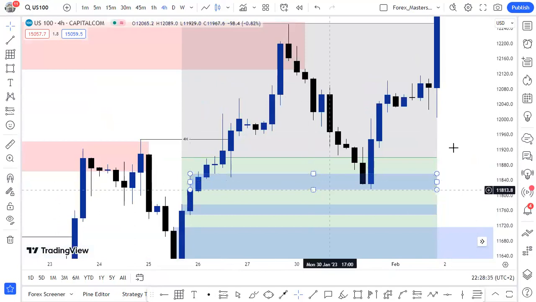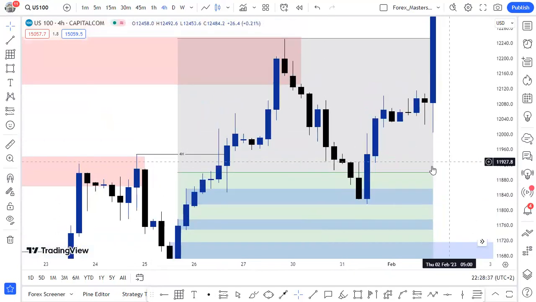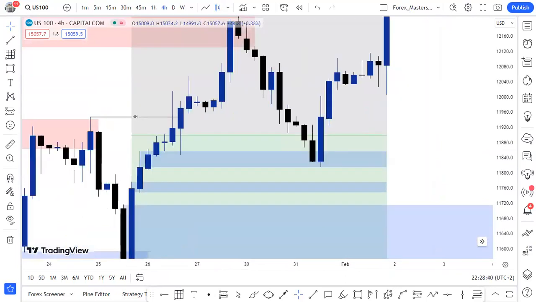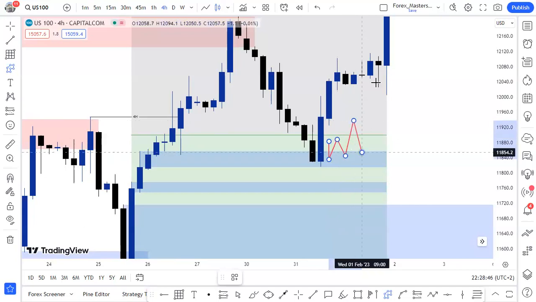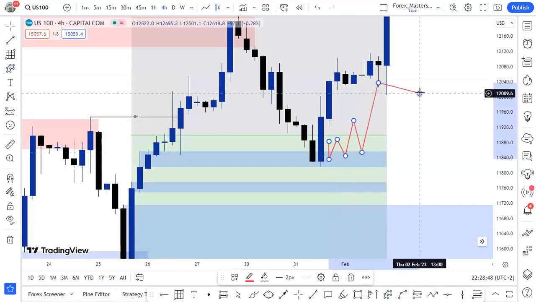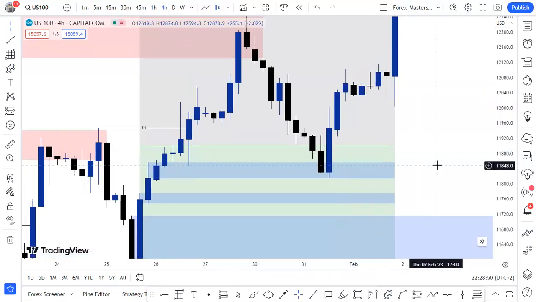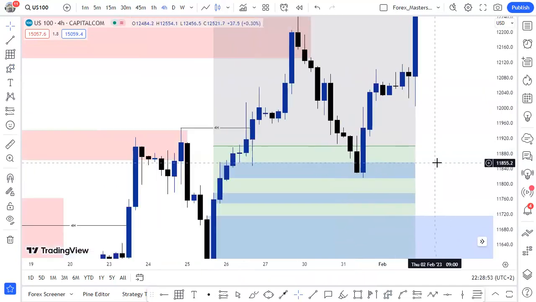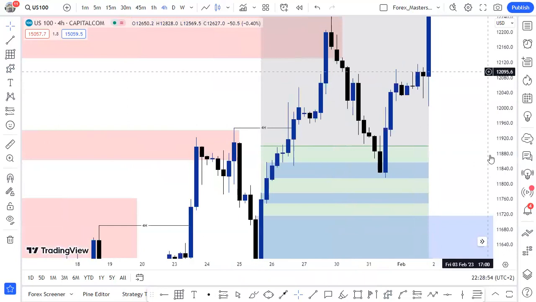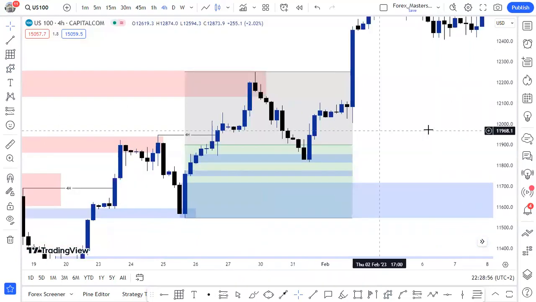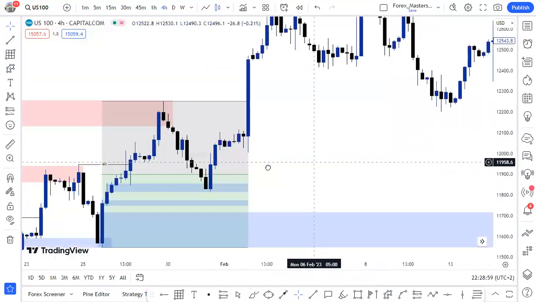And again, for us, we don't have to predict which zone is going to hold. The only thing that we need to look out for on lower time frame is change of character. All right, that's all. So once we have those confirmations on lower time frame, then we are good to go. That's what we are interested in. We're not interested in pinpointing which zone price is going to reverse from.